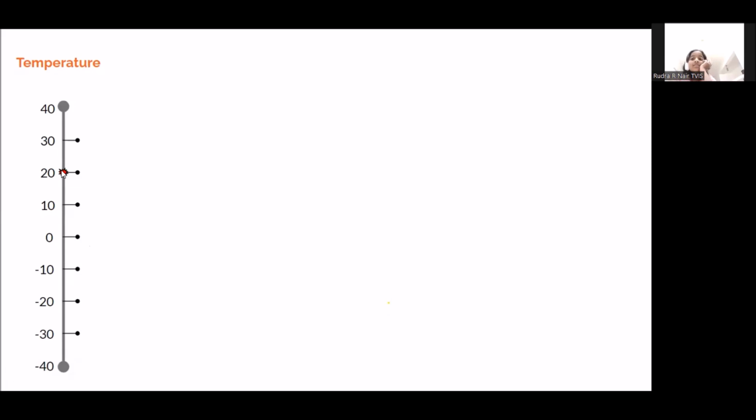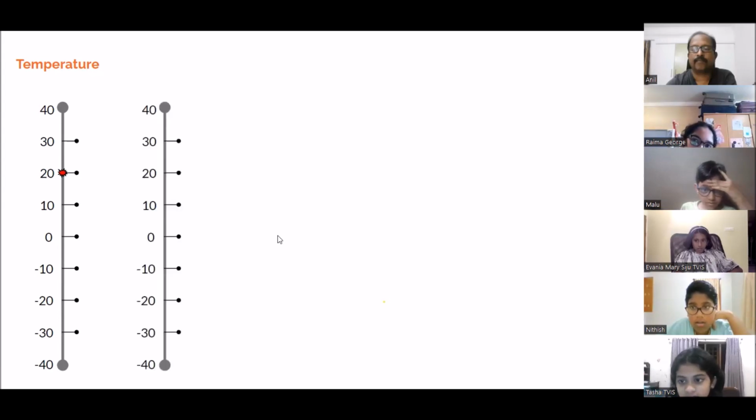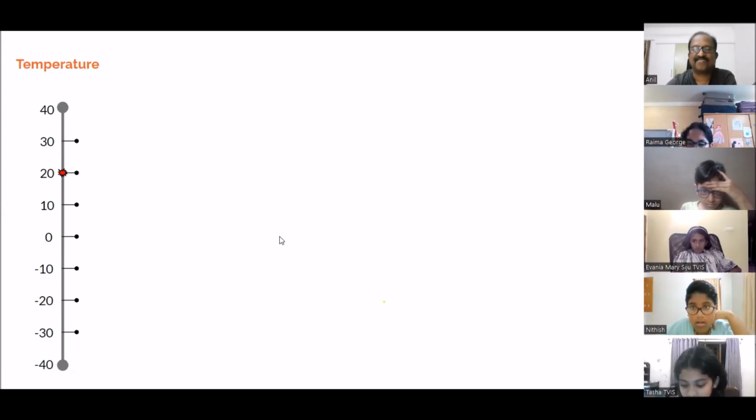20 degrees. What would be the temperature now in Thodupuzha? I don't know. Approximately 30. Sir, according to the rainy season, it should be something like 10 or 90. Now what would be the temperature, Isha? What is the temperature outside your house? Approximately, I don't know.